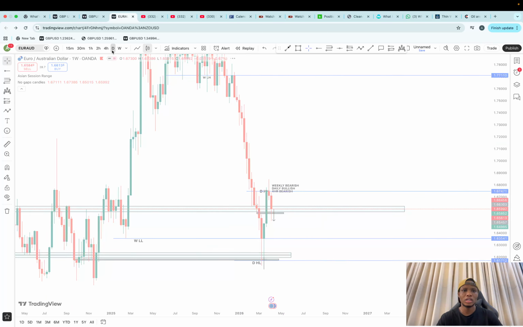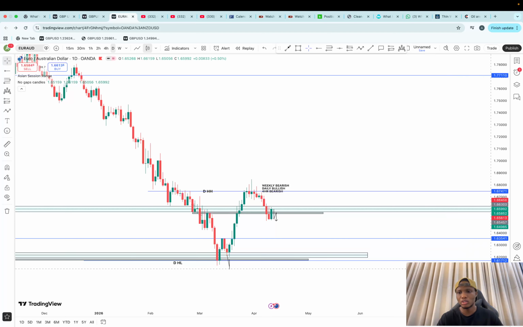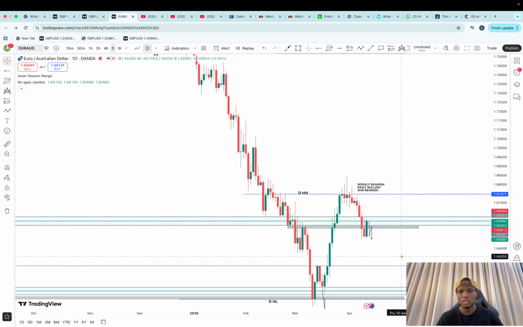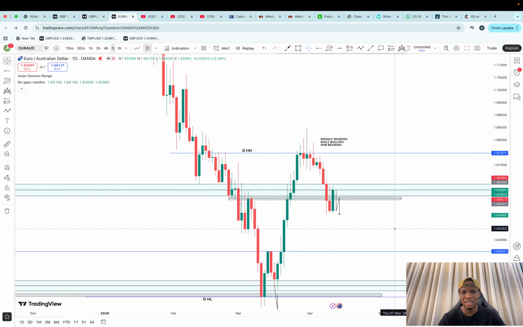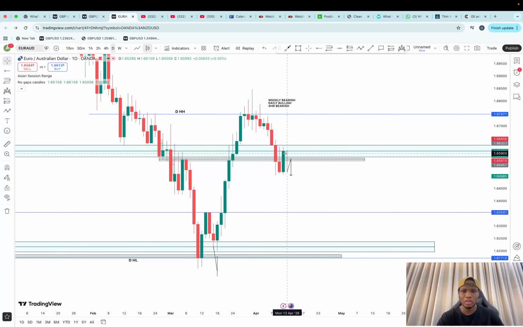Coming down to the daily, the daily is bullish on the other hand. This has been our higher high, this has been our higher low. So if this goes my way this week, we might likely have a daily lower low.